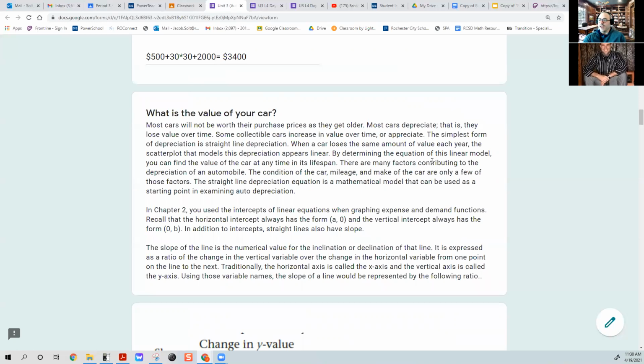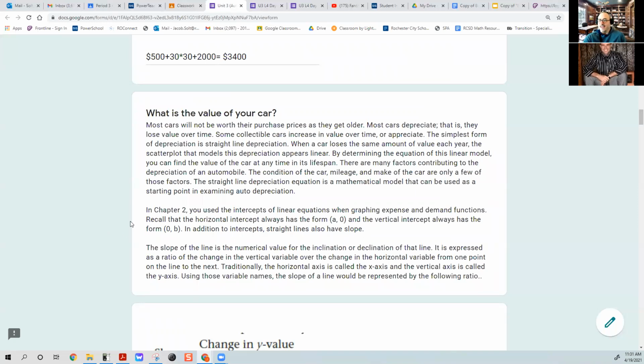By determining the equation of this linear model, you can find the value of the car at any time in its lifespan. There are many factors contributing to the depreciation of an automobile. The condition of the car, the mileage, and the make of the car are only a few of those factors. The straight line depreciation equation is a mathematical model that can be used as a starting point in examining auto depreciation.